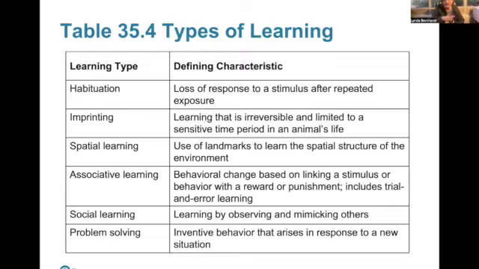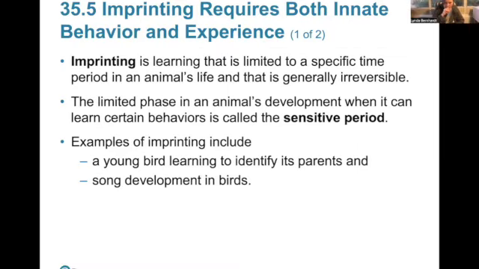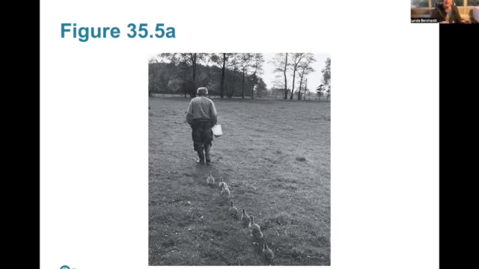So sorry. Okay. Types of learning, just a nice big table, puts it together. We're going to cover a bunch of these. So imprinting, learning limited to a specific time period. Most of us have heard about this, and that's like, the first thing that the baby bird sees, that's going to be its mom. That's an imprint. Song development. So when a bird is hatched and it keeps hearing the same song, that's imprinting that song.